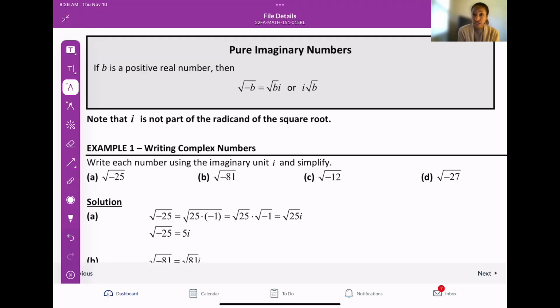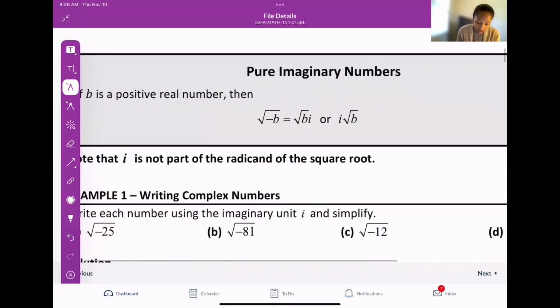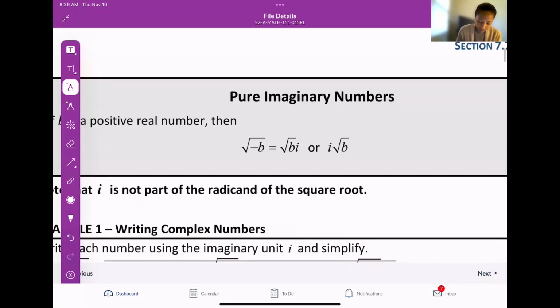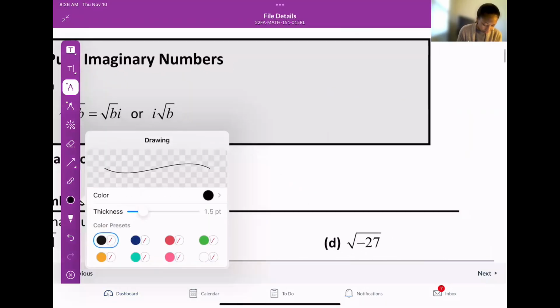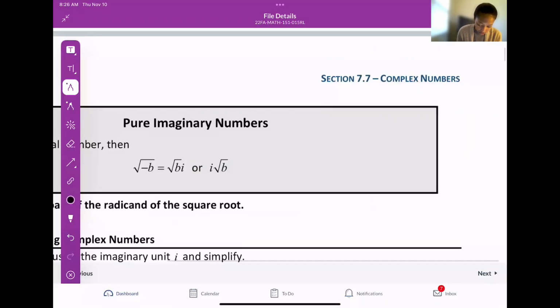Now that we have this definition of i, this allows us to take the square roots of negative numbers now. Okay, how are we going to do that? Using this, the square root of -b is equal to the square root of b times i, or i times the square root of b. Why does this work out? Just really quickly, let me pick any old number. Let's say we want the square root of -3. Well, -3 is equal to -1 times 3. We can all agree with that, right?